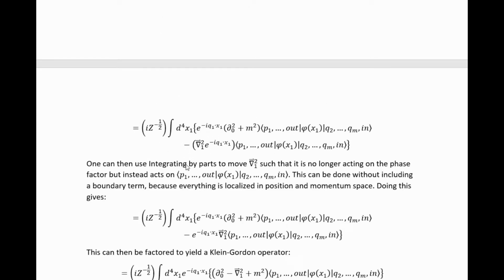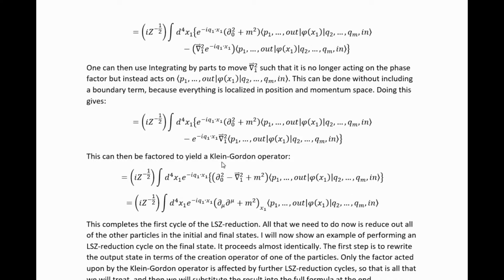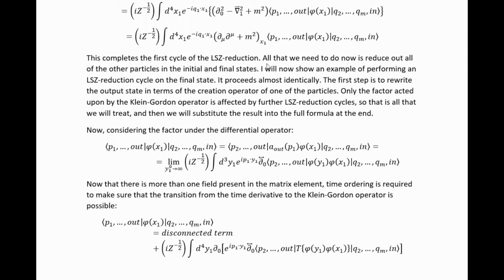One can then use integration by parts to move this del squared such that it is no longer acting on the phase factor, but instead acts on the matrix element. This can be done without including a boundary term because everything is localized in position space. Doing this gives us this result. Now we can factor and recognize the Klein-Gordon operator showing up here. Specifically, we've got that D'Alembertian forming from the second time derivative and this del squared. This completes the first cycle of the LSZ reduction.